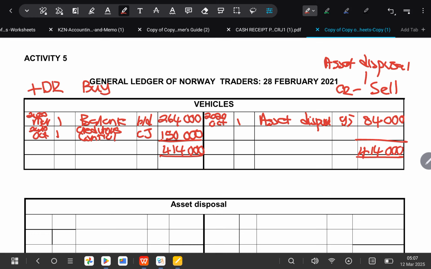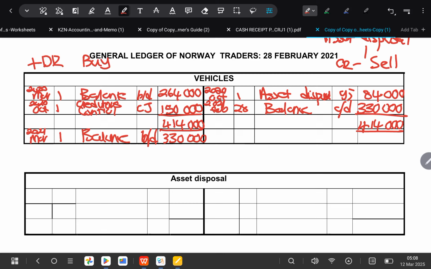414,000 here. Now at the end of the year on 28 February 2021, we will come here and say 2021 February 28, we'll have our balance carried down, which will become your balance brought down on 2021 March the 1st. And according to this, if we say 514 minus 84,000, we are left with 330,000. So our balance carried down will be 330,000 and also brought down 330,000. And then by doing this, you are already done with your vehicles account.